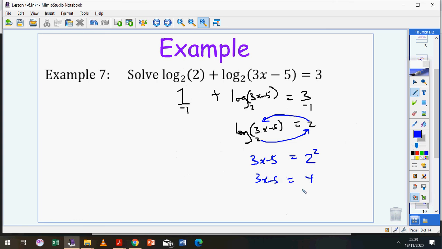Add 5 both sides. 3x equals 9. Divide by 3. And then x is equal to 3. Right?